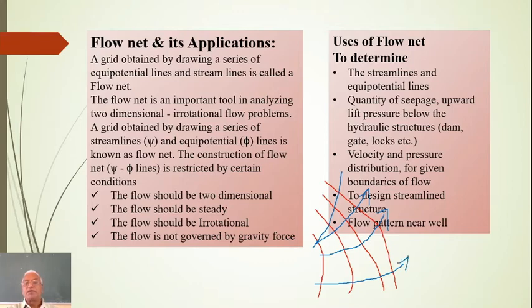Here are the types and uses of flow nets. Uses of flow net are to determine the streamlines and equipotential lines, quantity of seepage, upward lift pressure below the hydraulic structures like dams, gates, etc., velocity and pressure distribution for given boundaries of flow, the design of streamlined structures, and flow pattern near wells. So these are the applications or uses of flow net.